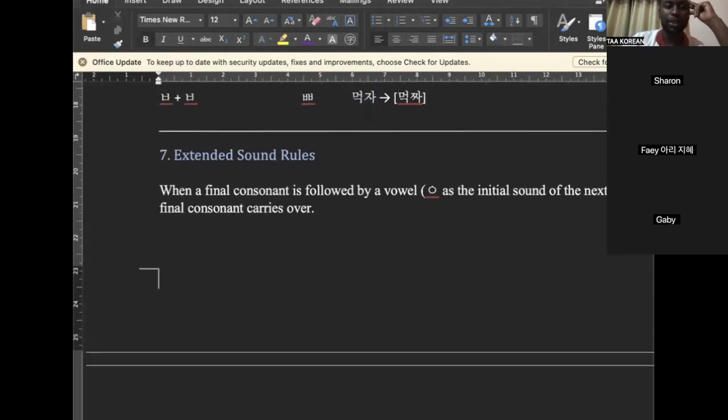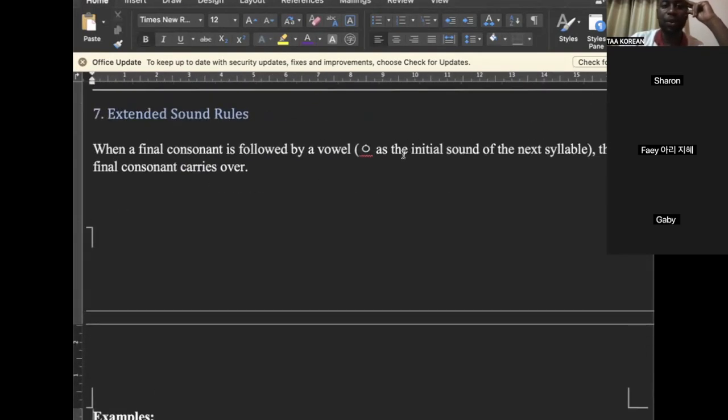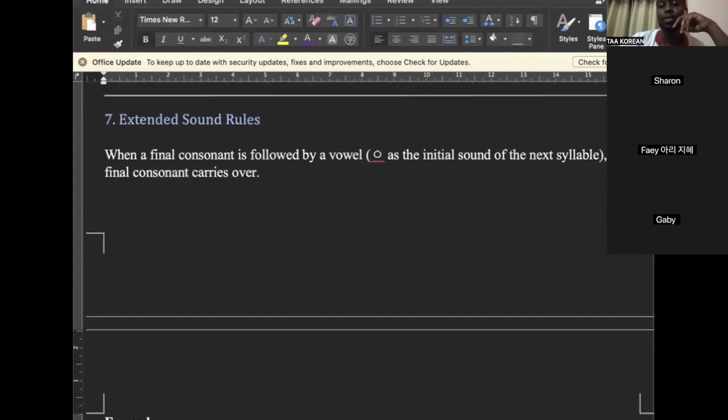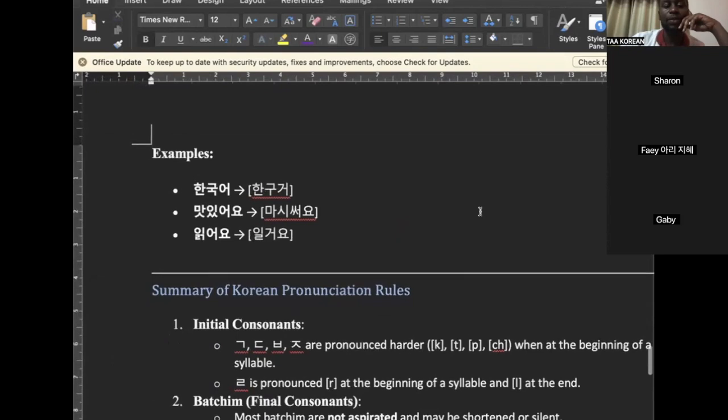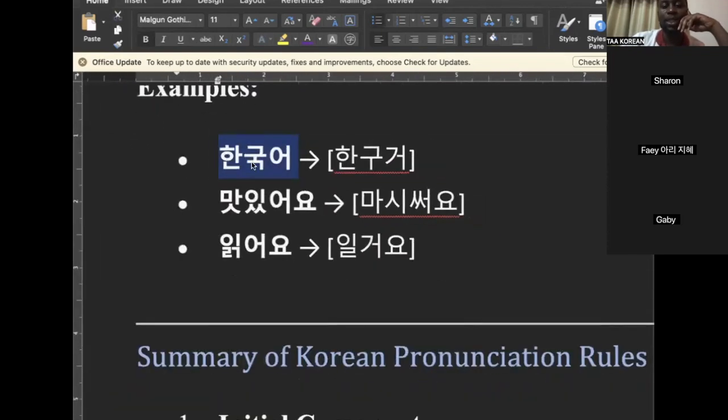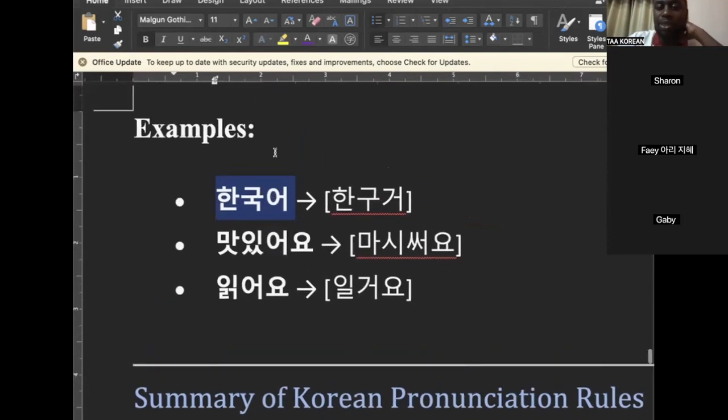When a final consonant is followed by a vowel, or the silent as the initial sound of the next syllable, the final consonant carries over. We did this before. Like this is hangugo, hanguk, and this G moves where the silent is. Everybody saw what we did before. This G can move to where the silent is, so it will move. That's basically what this rule is saying. So it becomes hangugo. It's not pronounced as Ikorea. Hangugo is the Korean language.